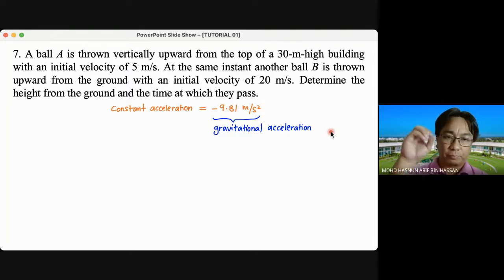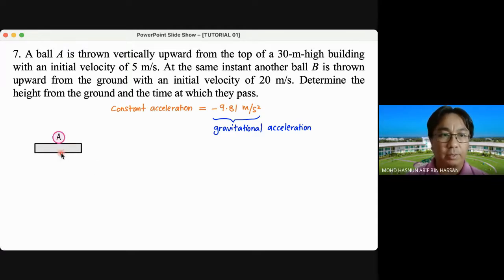When you release any object on Earth, the object will fall down with this acceleration, negative 9.81, because of the gravitational force. Okay, so let's first visualize the problem. So we have a ball A on a 30-meter high building. Let's say this is a building, ball A.